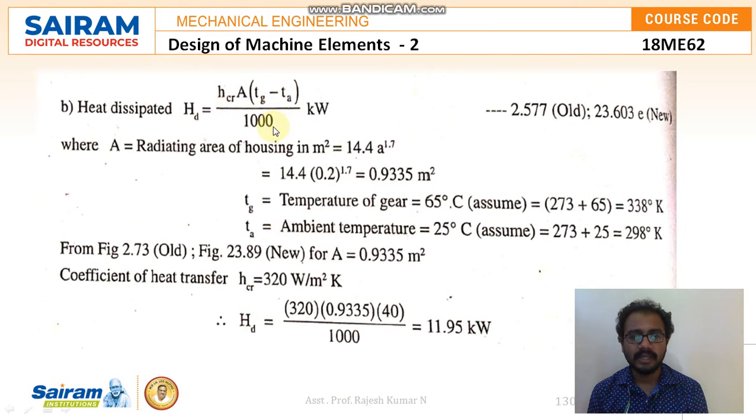The last step will be the heat dissipated, where Hd is equal to h C R A (Tg minus Ta) by 1000. Here Tg is the temperature of the gear and Ta is the ambient temperature, which we can assume based on the material. The values should be substituted only in Kelvin. So I'm assuming 338 Kelvin and 298 Kelvin for Tg and Ta, and A is the radiating area of housing, the value of which is given in the data handbook itself, that is 14.4 into center distance power 1.7. After substituting all these values, I am getting the heat dissipated as 11.95 kilowatt.